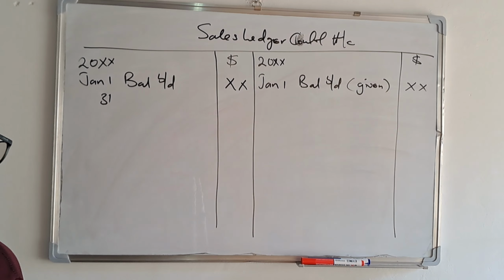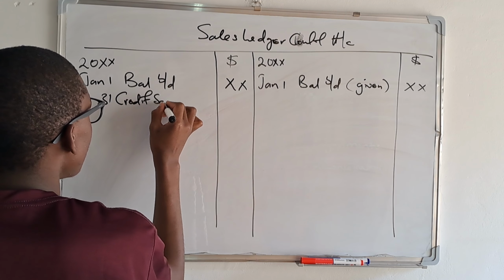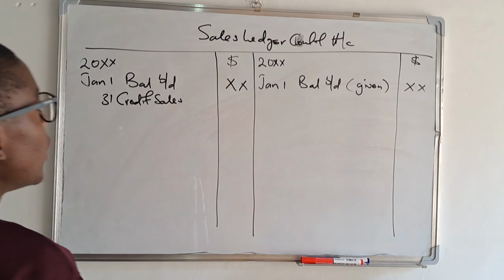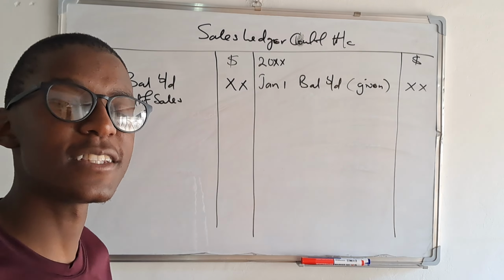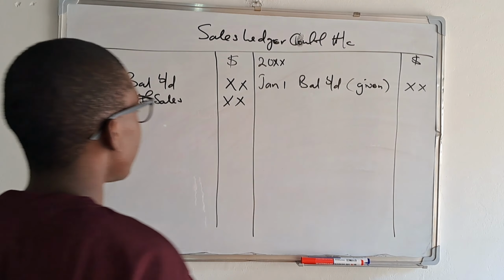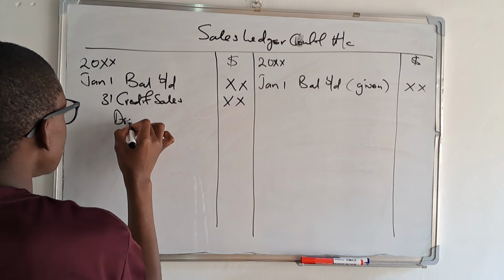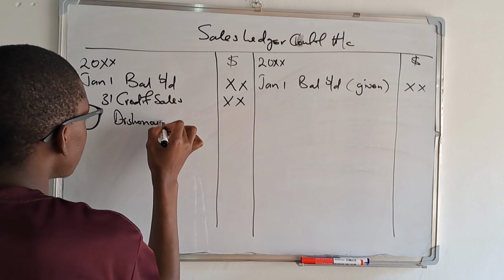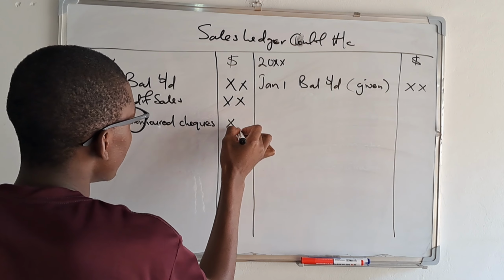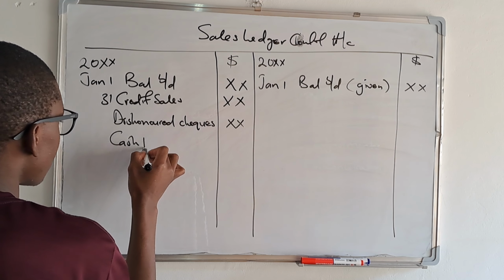Then moving on, starting with the debit side, during the month we record credit sales. We sold goods on credit, and note that we don't record cash sales in the sales ledger control account. We record only credit sales. Then moving on, we have dishonored checks. We record dishonored checks. Then we have cash refunds.